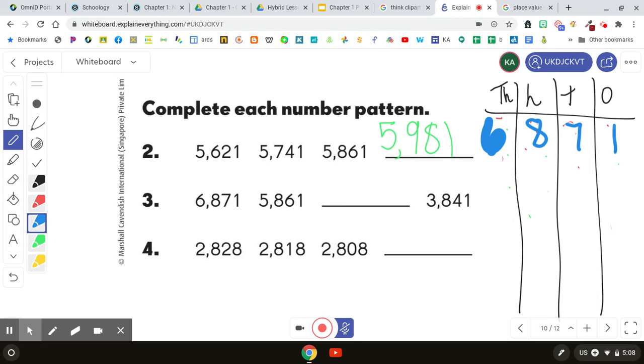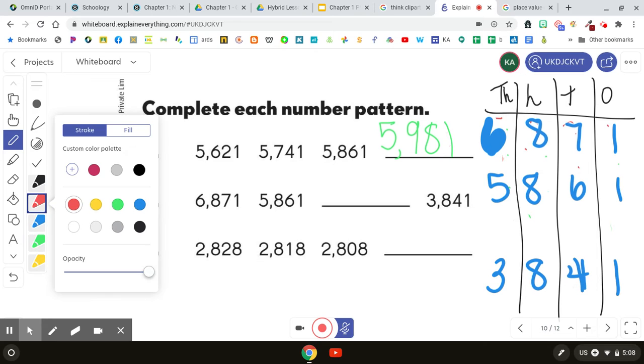6,871. Then I have 5,861. Then I have something missing, and then a 3,841. So I want to see what is missing. Let's see if my pen has unfrozen.